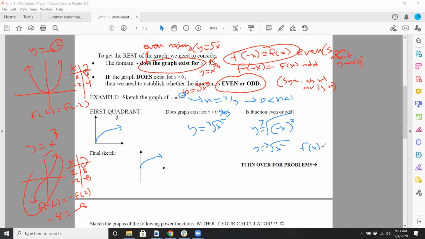Or if you so desire, some people just like to plug in a number, like plug in 2. You get the cube root of 4. Plug in negative 2, you still get the cube root of 4. So the answer is an even function.